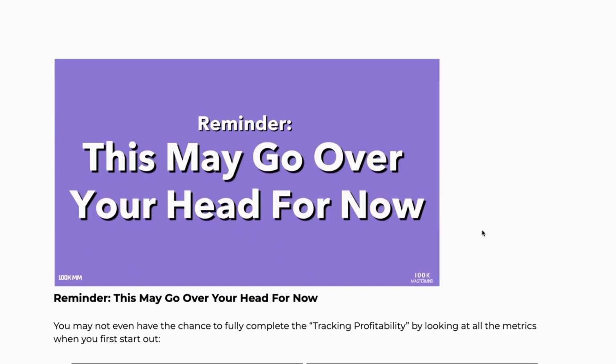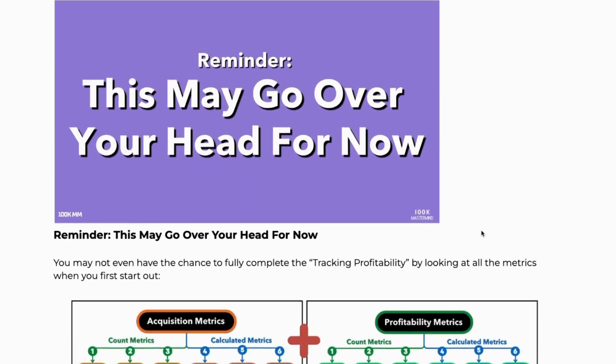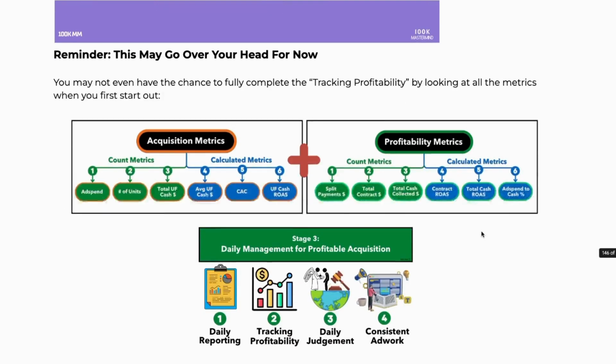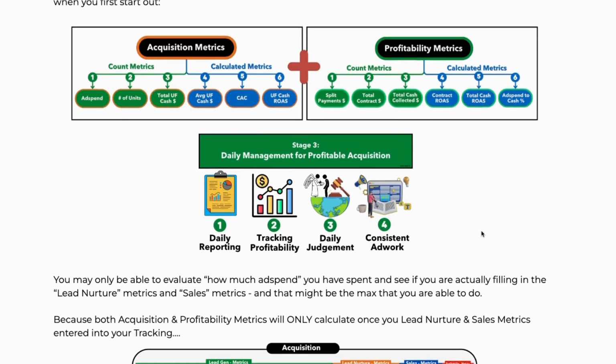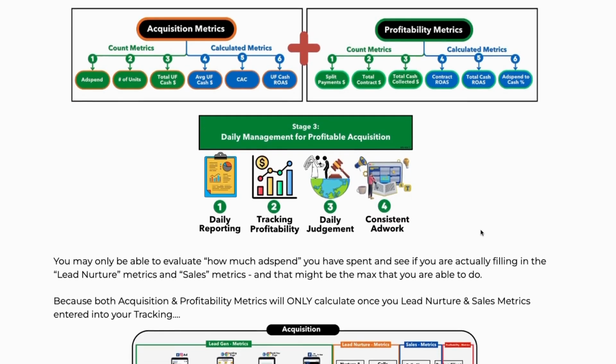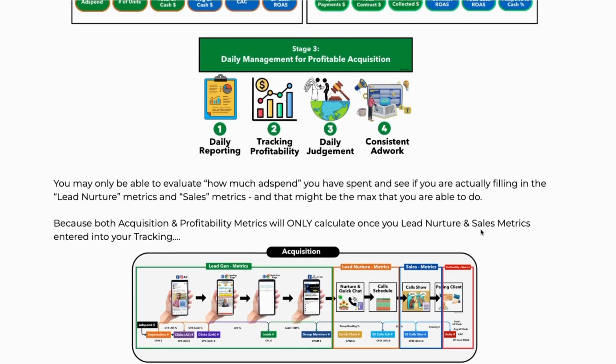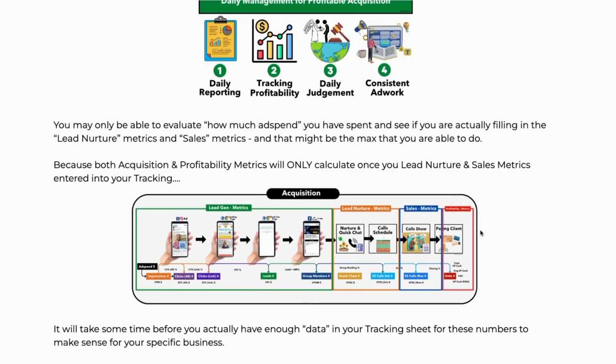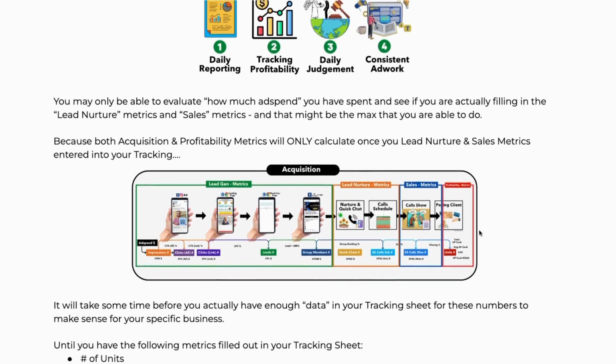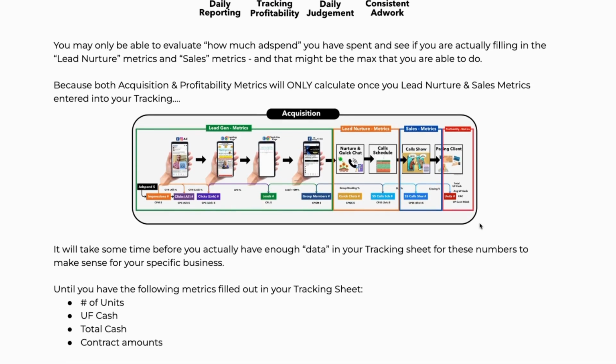Okay, so just a reminder, this may go over your head for now. You might only be able to do basic profitability. So you do your daily reporting and then you basically track, okay, I spent this much in ads, I don't have any units yet, and so you're only doing basic profitability tracking. But then as you get more of those lead nurture metrics in, the sales metrics, you get some calls scheduled, you get some group members, you do some outbound, you get some units.